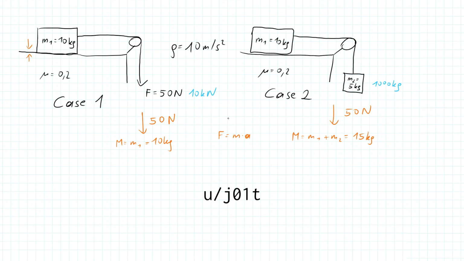Another user named J01T suggests looking at the tension in the string, which is also a great idea. In case 1, we pull at the string with 50 newtons and thus apply a tension of 50 newtons to the string. In case 2, we would only get a tension of 50 newtons in the string if the system were stationary. If we exert an extra force in order to keep the 10 kilogram block stationary, the tension in the string would be 50 newtons indeed. But since the 10 kilogram block feels a net force to the right, that net force lowers the tension in the string. Now if that still doesn't completely satisfy you, let's do an explicit calculation.